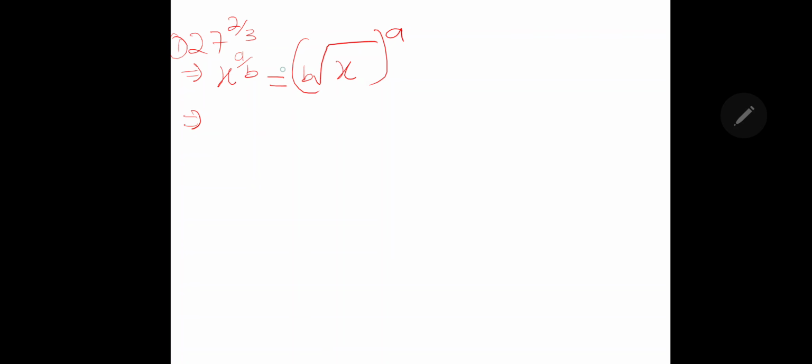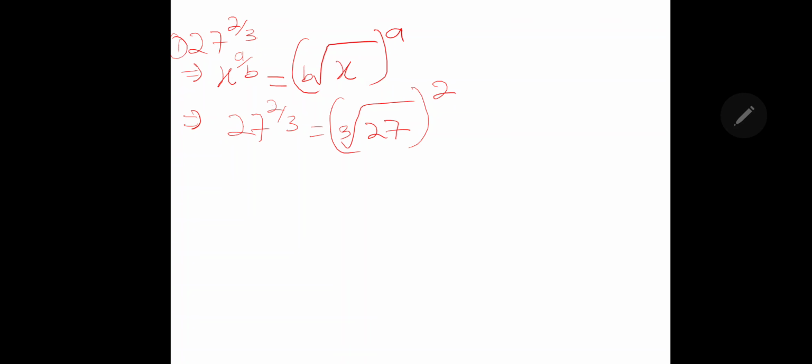So where is b? b is 3. So 27 to the power 2 over 3 equals the cube root of 27, right? Then the 2 comes up, this expression squared.